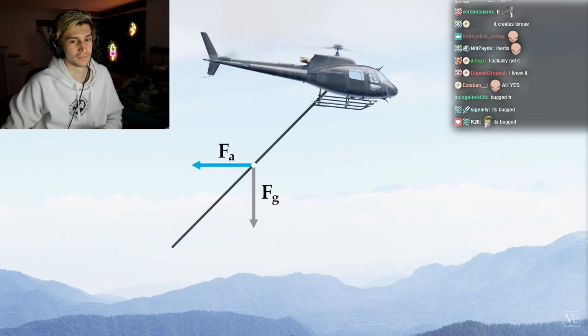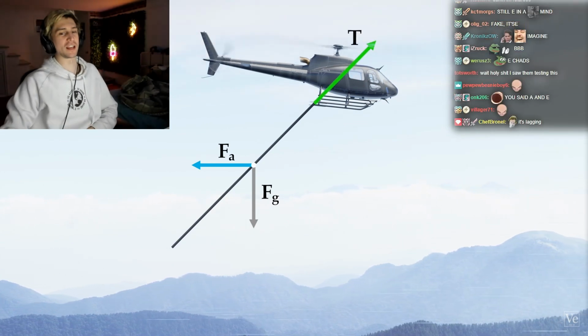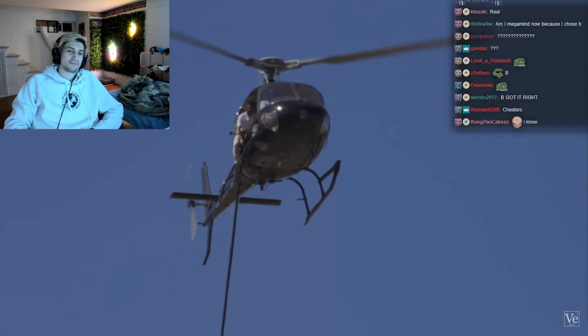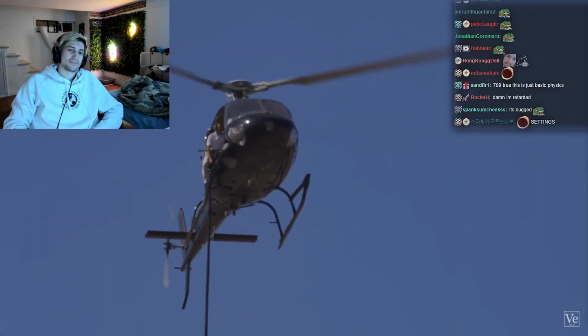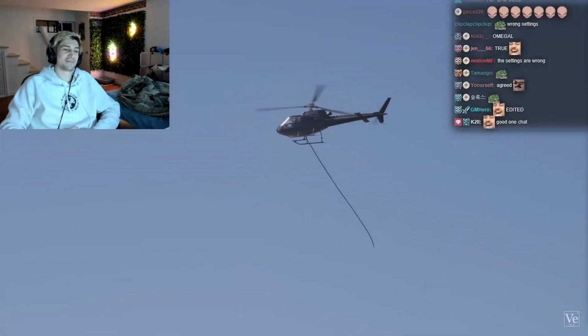When flying along at constant speed, these forces must be perfectly balanced. Now, when I set out to do this experiment, I wondered if the rope would be affected by the air pushed down by the helicopter's rotor. But judging by our results, this was not the case.